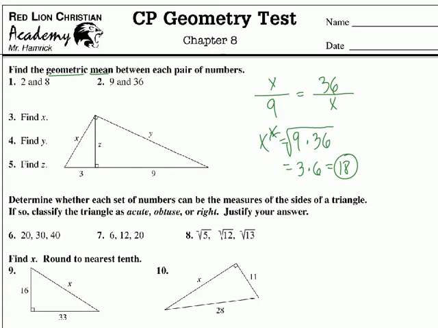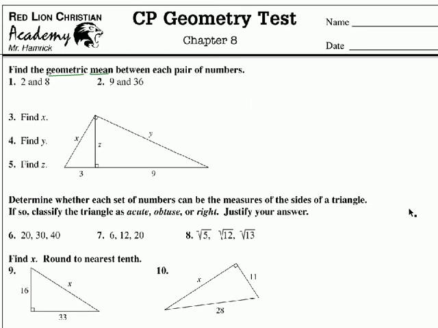So who cares about the geometric mean? Why does that even help us do anything? Well, it helps us on these next problems right here. So these three, I made this as easy as I could. These three letters right here, X, Y, and Z, are all geometric means. It's just you got to know between which two numbers.